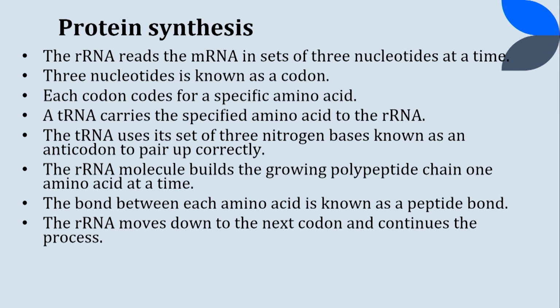The rRNA molecule builds the growing polypeptide chain 1 amino acid at a time. It's going to start linking those amino acids together. The bond between each amino acid is known as a peptide bond. That's why this thing that we're making, before it's a protein, sometimes we'll call it a polypeptide, and that's because there are many peptide bonds in this structure. Lastly, the rRNA moves down to the next codon and continues the process.